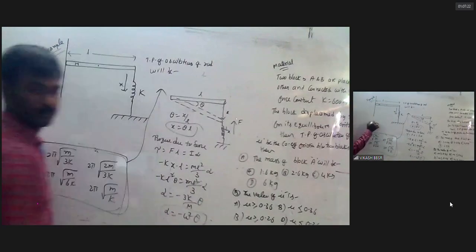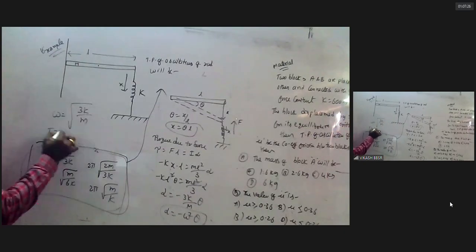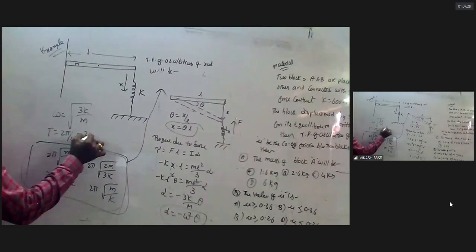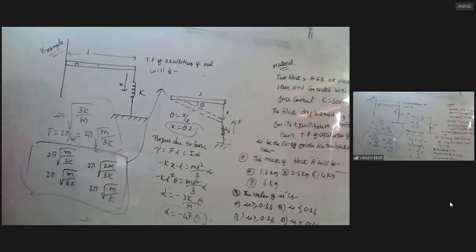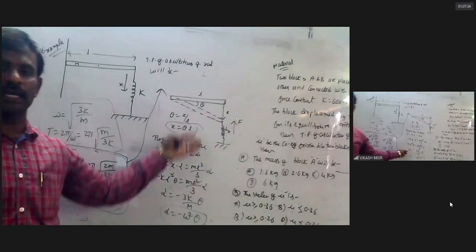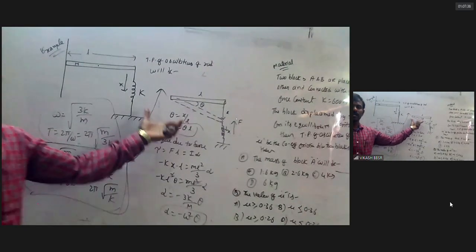So omega equals root of 3k by m. Time period equals 2 pi by omega, which is 2 pi root of m by 3k. See where you have made a mistake, just check now. Any difficulty here?